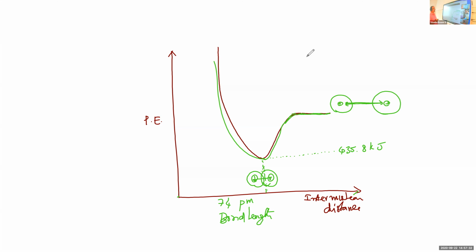So that is the potential energy diagram, the potential energy curve of a hydrogen molecule. So 74 picometer, that is the equilibrium internuclear distance or the bond length of a hydrogen molecule. If they try to come closer, they cannot, because the energy of the system will increase and the system will become unstable.